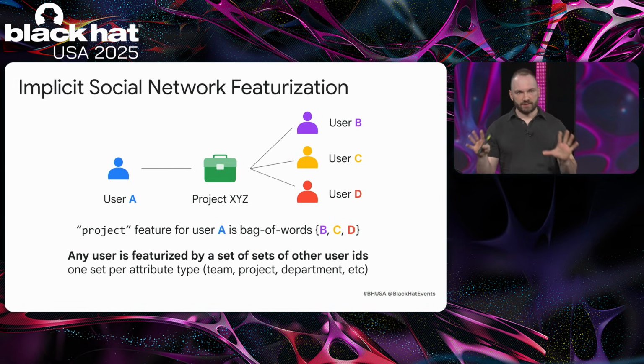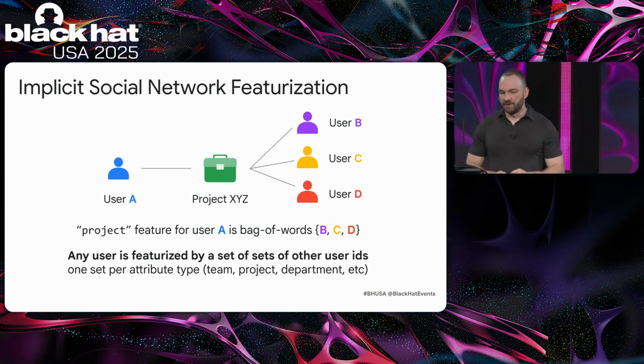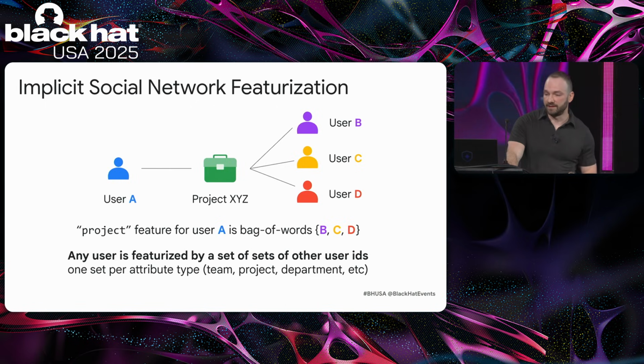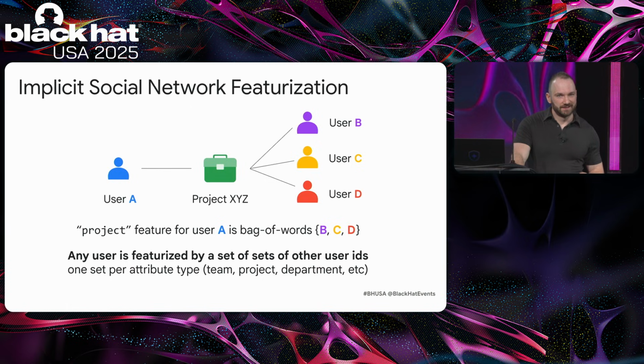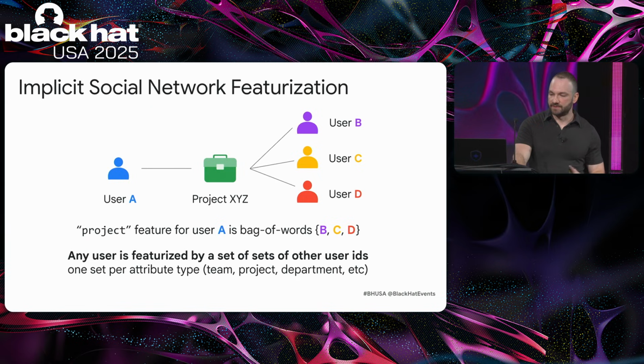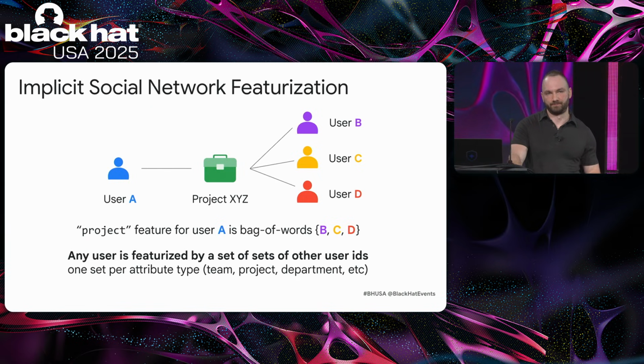So if we generalize this a little bit, in the Facade system, any user is featurized by a set of sets of other user IDs. It's a bit of a mouthful, but it's just sets all the way down. And we have one set per attribute type. So sets for teams, sets for projects, sets for department, etc.